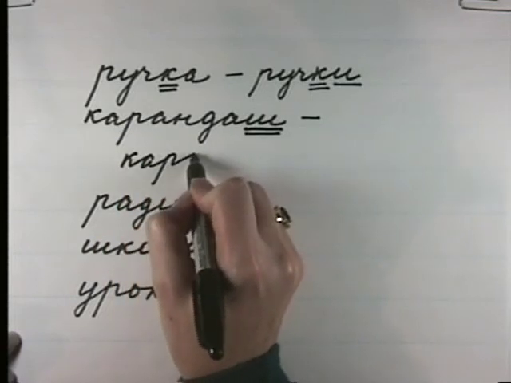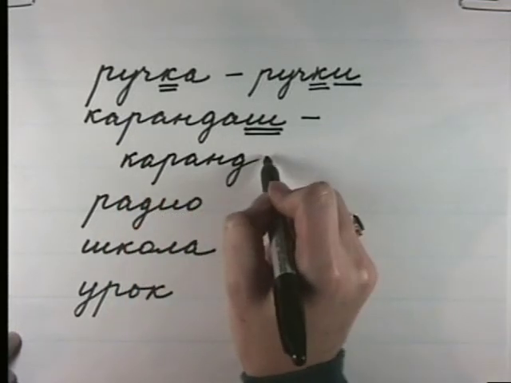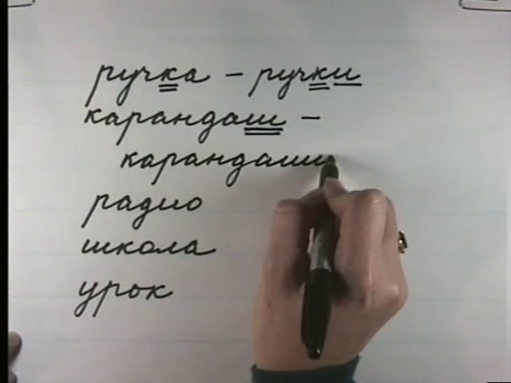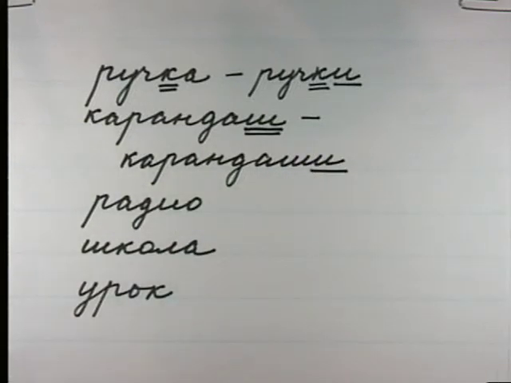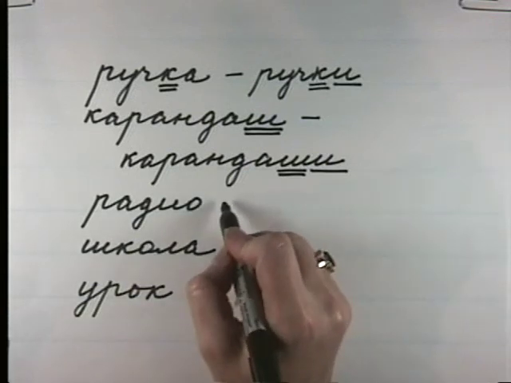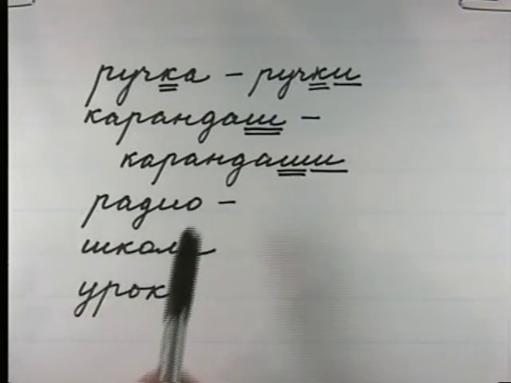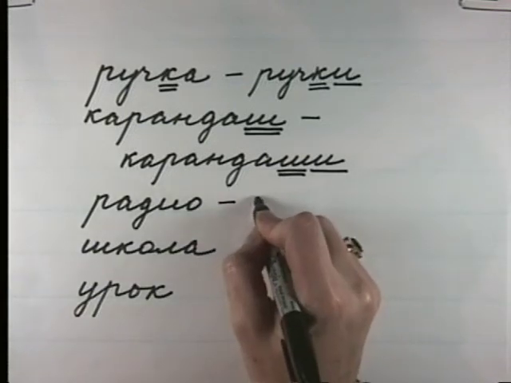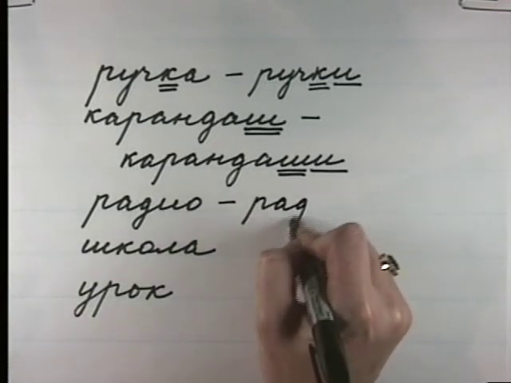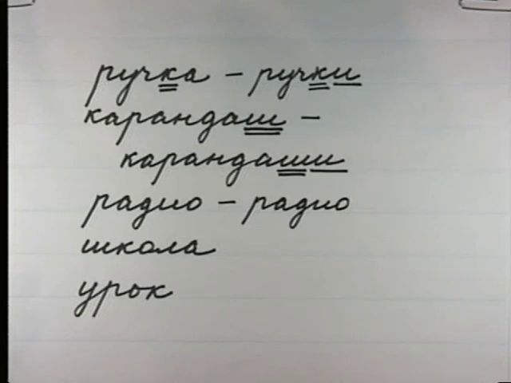Ка, ран, да, ши. Карандаши. The letter sha is one of those letters that require the use of the soft ending. The next word on our list is радио. Радио. You know, it's a borrowed word. It doesn't change. Радио stays радио.